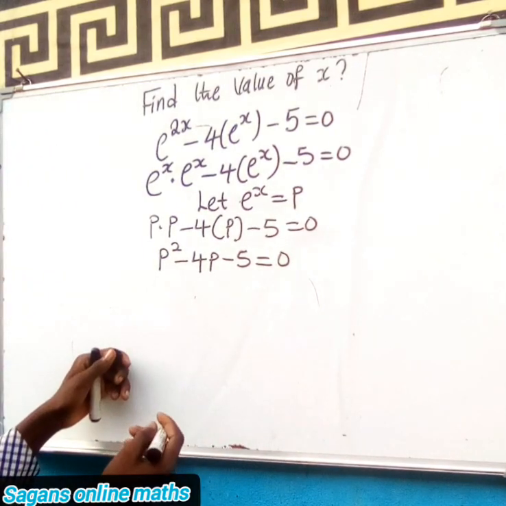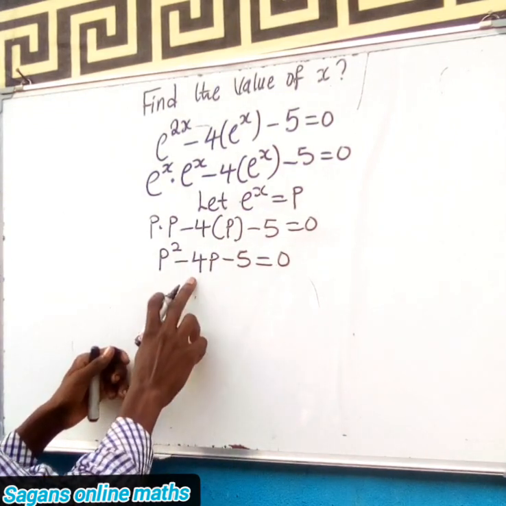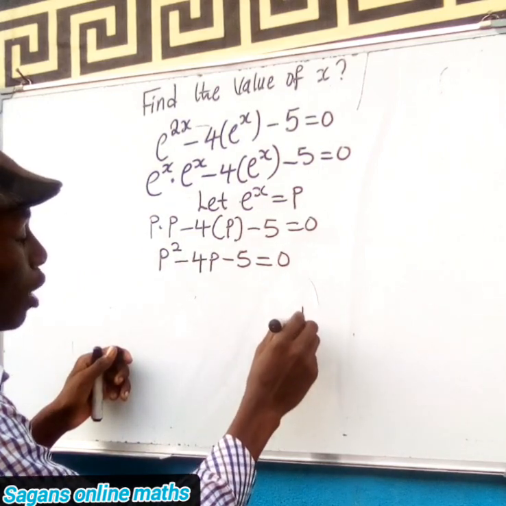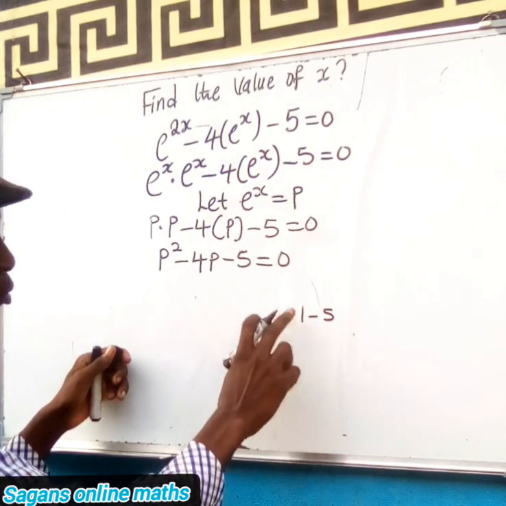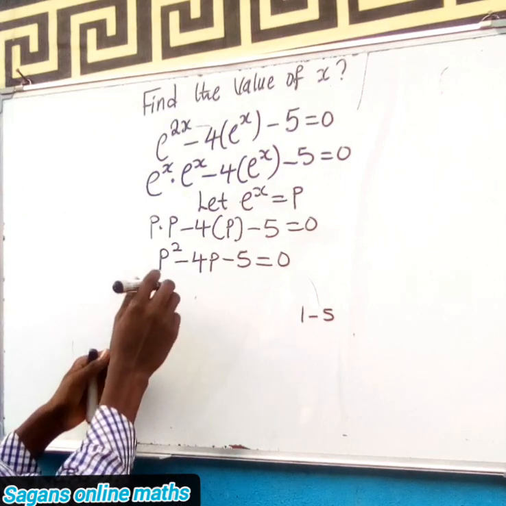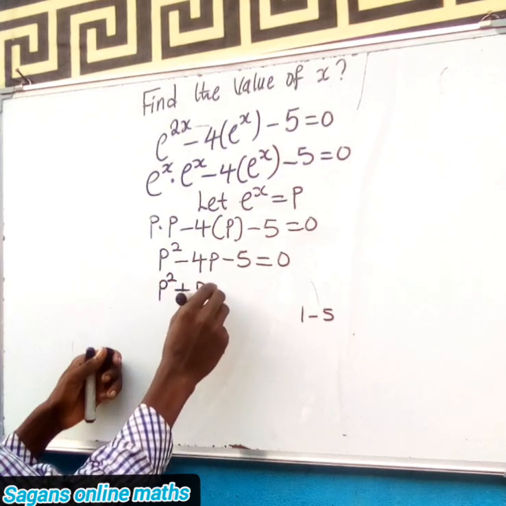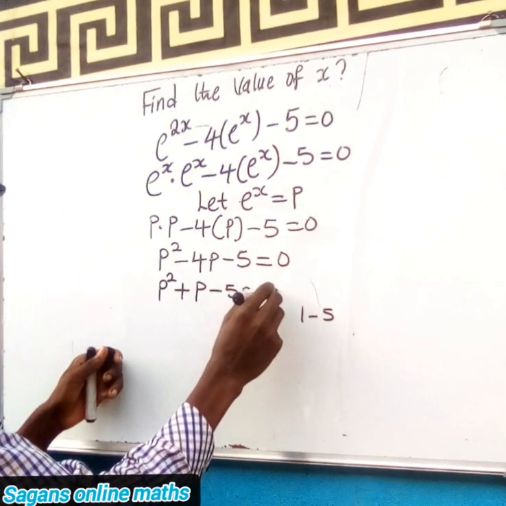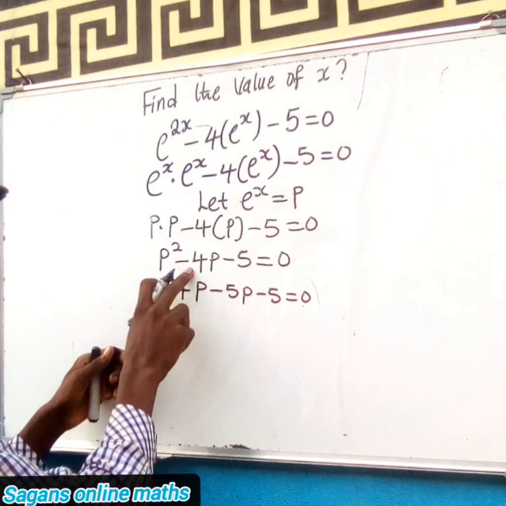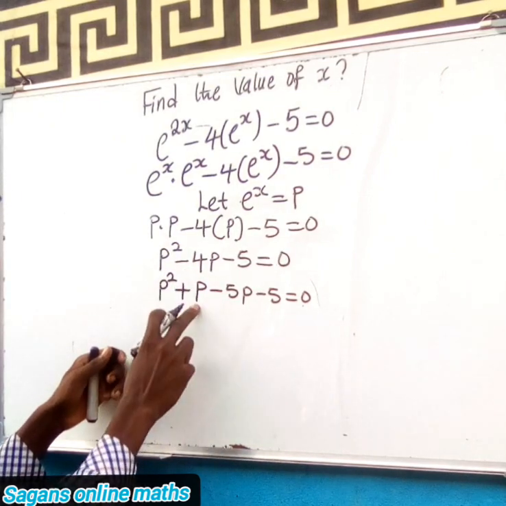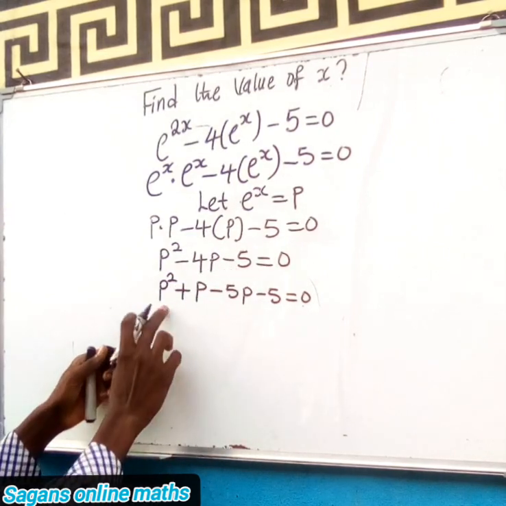So what are we going to do? Let's look for the factors of 5. When we multiply them, we have minus 5, and when we add them, we have minus 4. We know that 1 minus 5 is minus 4, and 1 multiplied by minus 5 is minus 5. So now this is p squared plus p minus 5p minus 5 equals 0, because p minus 5p gives you minus 4p, and the coefficient of p here is 1, so 1 times minus 5 gives you minus 5, which is the constant. So what is common here? You can see that p is common.